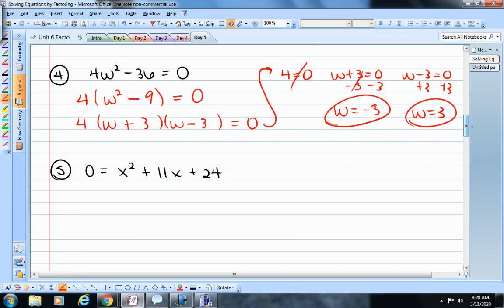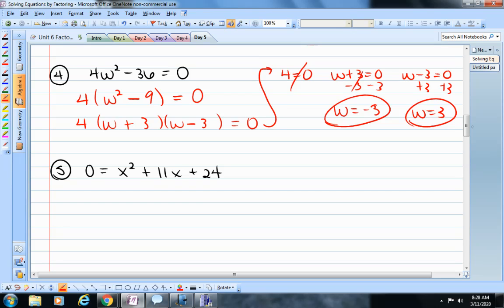All right, on number 5, they put the 0 on the left-hand side. Doesn't matter where the 0 is as long as it's equal to 0. What kind of polynomial is this? A trinomial. What do we do first to factor a trinomial? GCF. That's right. So, is there a GCF besides 1 for those 3 terms? No. So it's a trinomial, so we're going to make a table.